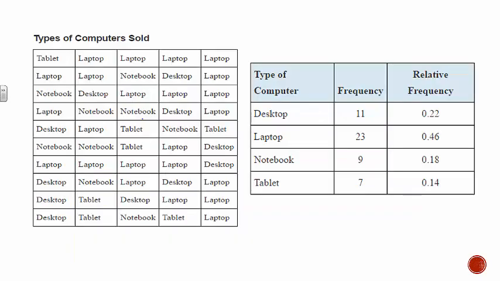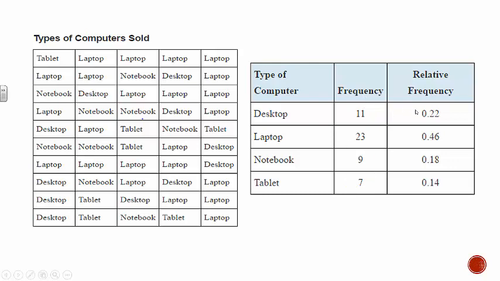So here's an example of just some data on types of computers sold. We have desktops, laptops, notebooks, and tablets. From this data, I just simply tallied up how many desktops, laptops, notebooks, and tablets we had, and I got 11, 23, 9, and 7. That's my frequency, because that's the actual counts of how many I have.